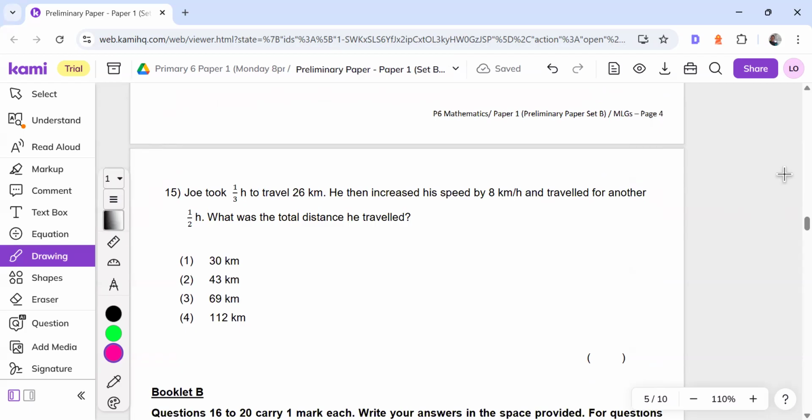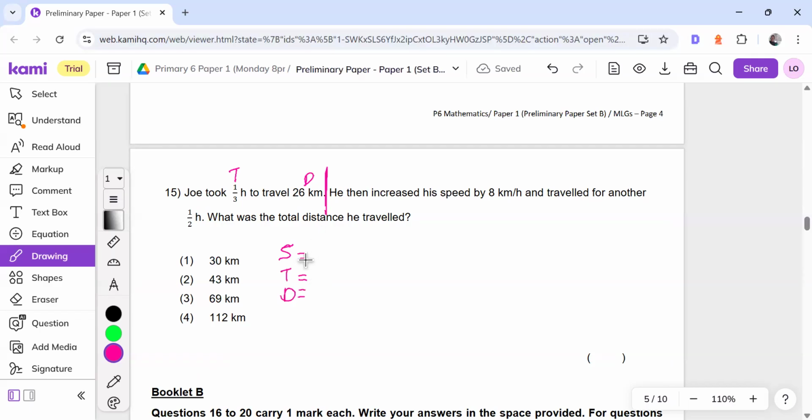If you know how to do the question, you don't need to draw the model. All right. Usually, paper one questions are quite easy. Model is for the paper two, usually. So Joe took half an hour to travel 26 kilometer distance. Okay. So you got the time, you got the distance already. Without reading the rest of the question, you can find speed, right? Because your speed, time, and distance, they come together in one group.